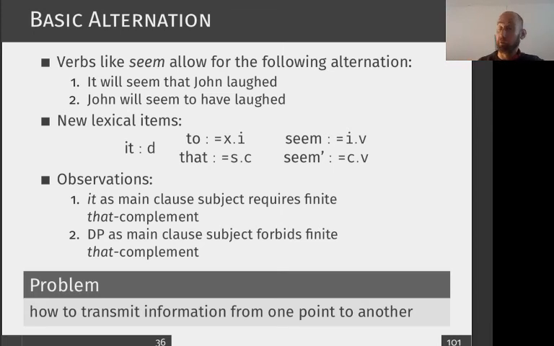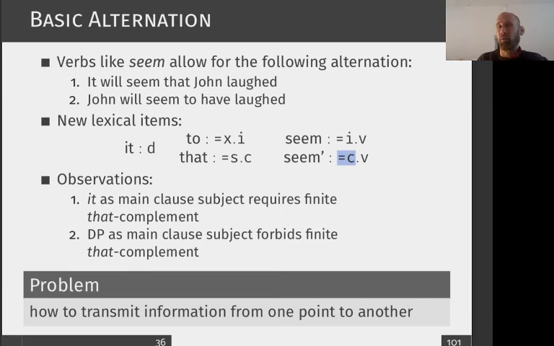So some observations here are that it as a main clause subject requires a finite that complement, and a DP as a main clause subject forbids a finite that complement. That's what's going on. But we don't have a way of transmitting this information from one point to another, so we had to encode it in the categories. There have to be two seams, one that says, I'm taking a non-finite complement, that's the equals I seem, and another seem, one that says, I'm going to take a finite complement, that's the equals C seem. They have to be different.